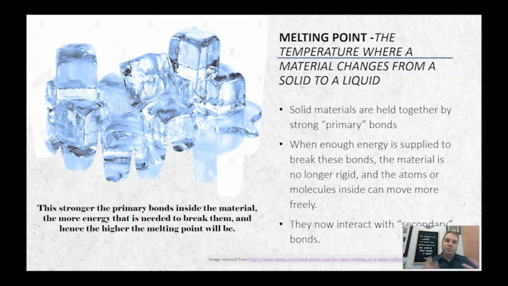But basically, the stronger the bonds are, both within a substance and those holding the molecules together, depending on which one you're looking at, the more energy is required, and hence the higher the boiling point or melting point will be. When you supply enough energy to break the bonds, the material is no longer rigid and the atoms or molecules inside can move more freely, instead of having that locked-in structure, which is what a solid is. And that's where you get a liquid.